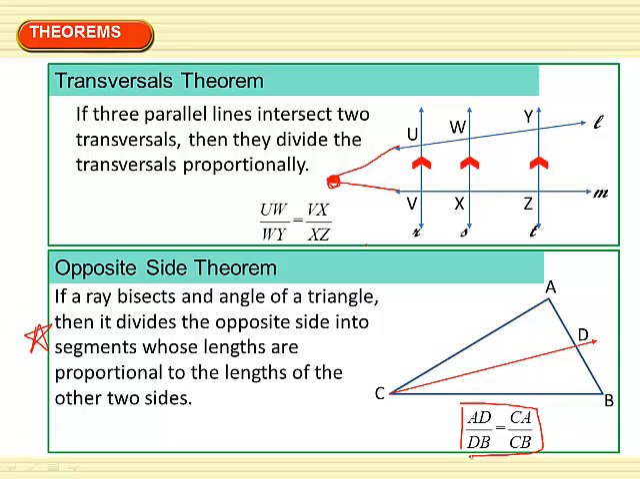The other way of putting the proportion is you start off at the vertex C, and you go along C, A, and then to AD. So CA is to AD is the same as, and you start at C and go along the other side, CB is to DB. So this is another proportion that can be created as well.